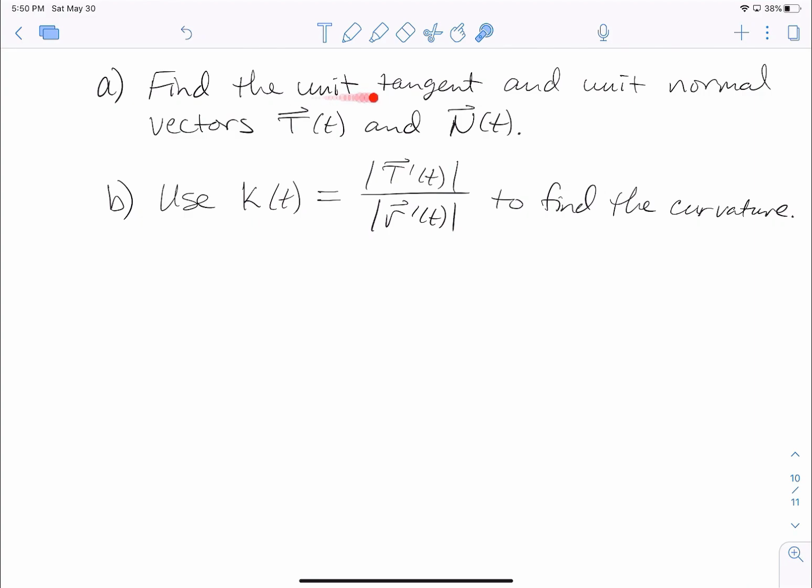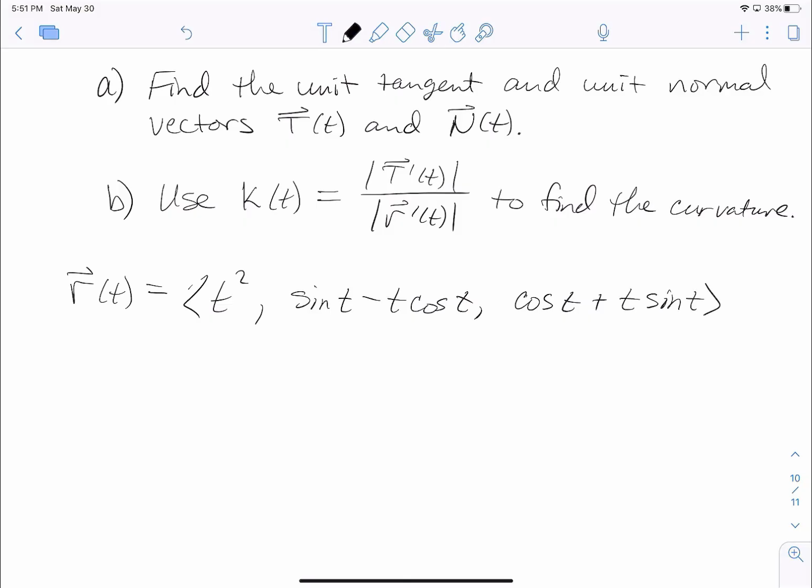We're going to find the unit tangent vector and the unit normal vector, T(t) and N(t), for the curve given by the vector function r(t) = ⟨t², sin t − t cos t, cos t + t sin t⟩.